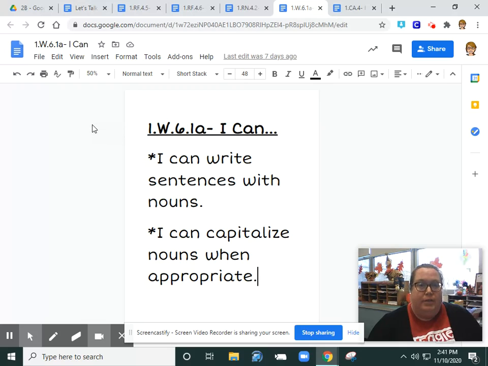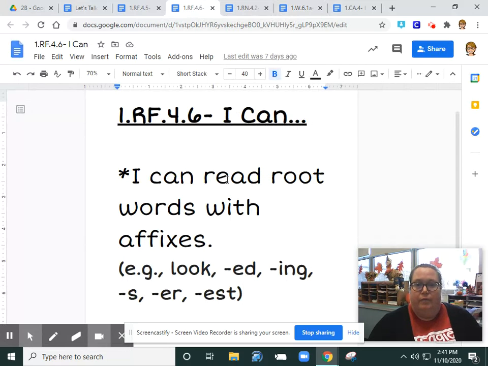Another language arts, or we call those ELA, another ELA is this one here. This is RF 4.6. This is reading root words. I can read root words with affixes. Affixes are things that you add to words. So in this case, we're talking about endings.